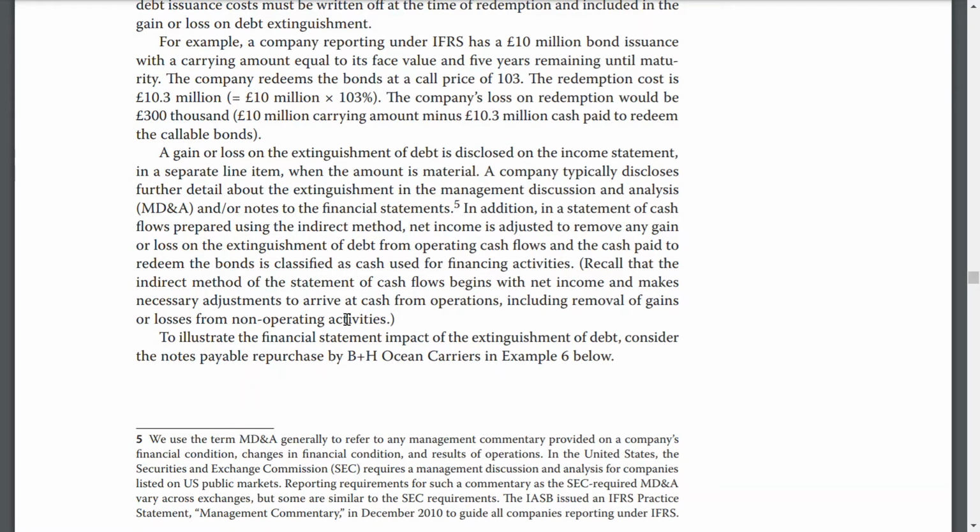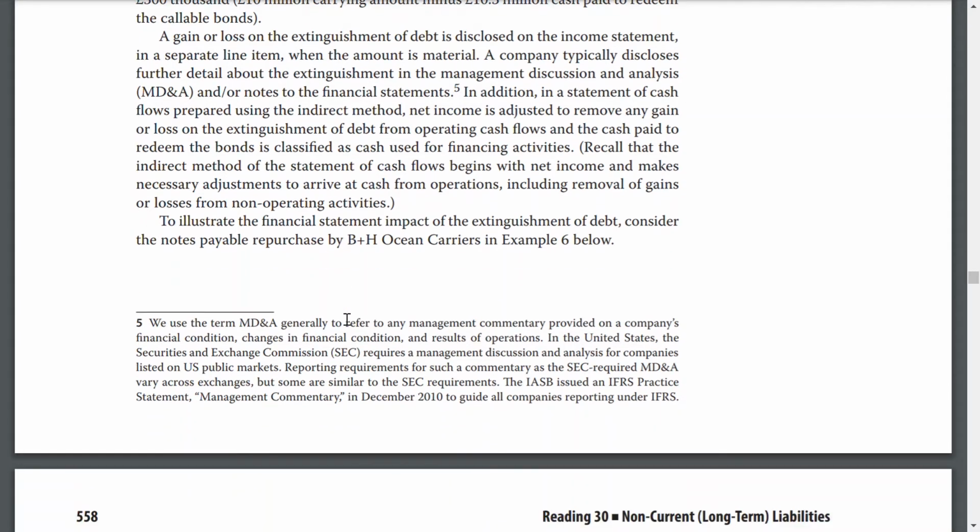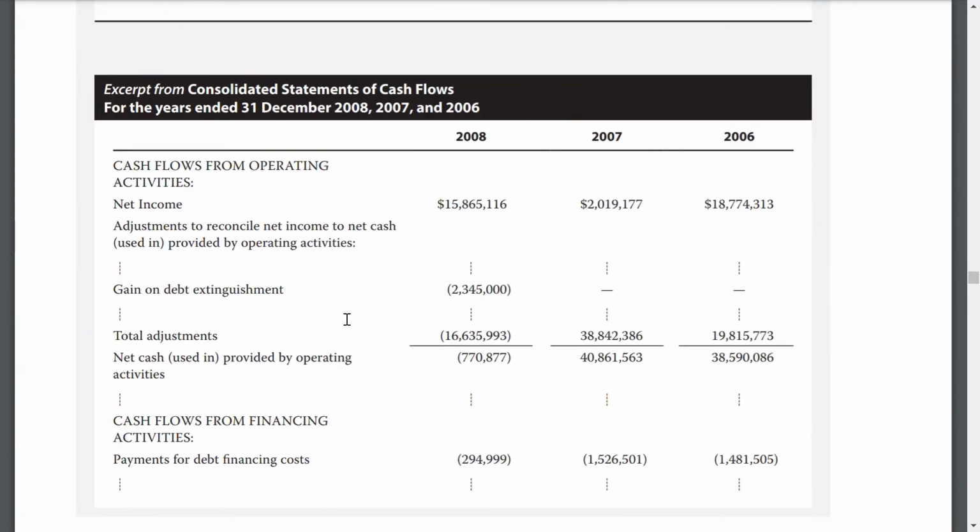A gain or loss on the extinguishment of debt is disclosed on the income statement as a separate line. When the amount is material, a company typically discloses further detail about the extinguishment in the management discussion and analysis and or notes to the financial statements. In addition, in a statement of cash flows prepared using the indirect method, net income is adjusted to remove any gains or loss on the extinguishment of debt from operating cash flows, and the cash paid to redeem the bonds is classified as cash used for financing activities. To illustrate the financial statement impact of the extinguishment of debt, consider the notes payable purchased by B and H Ocean Charters, example 6 below.